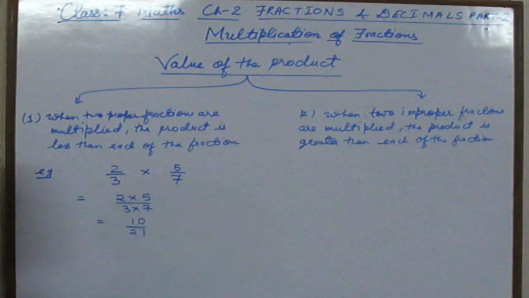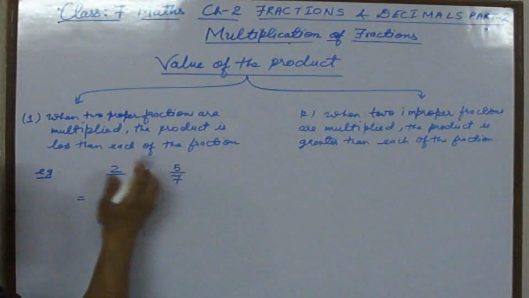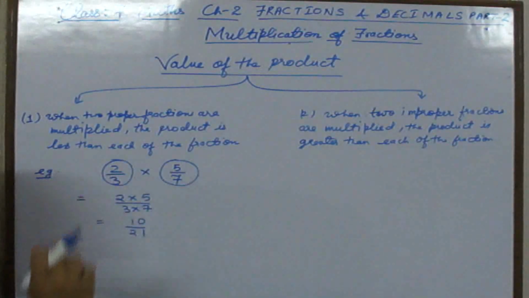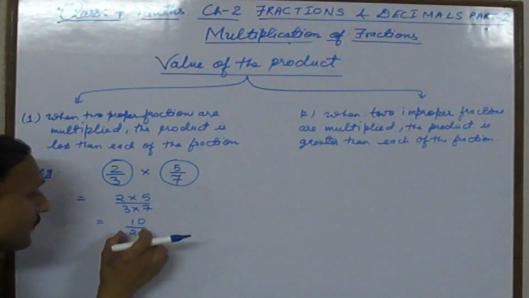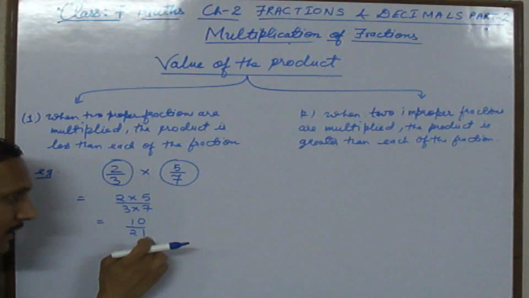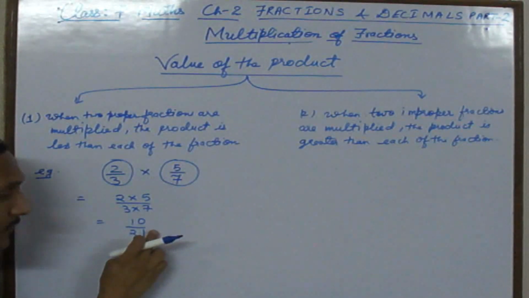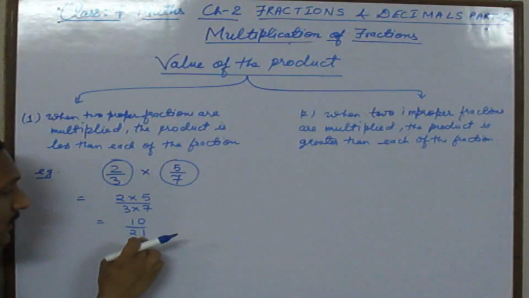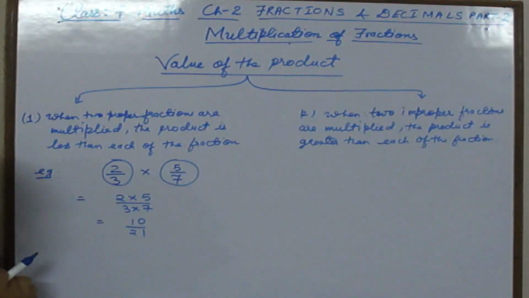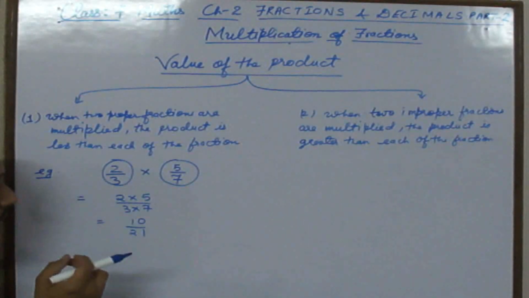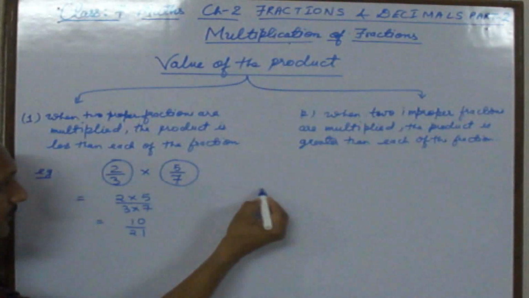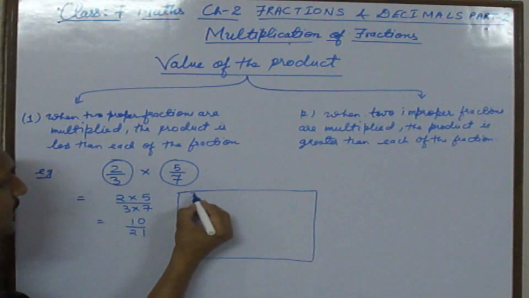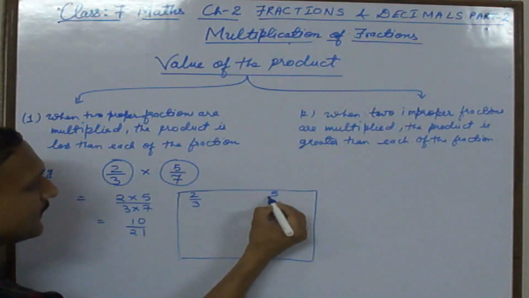Now the value of the product. These two are proper fractions, and when we multiply two proper fractions, whatever product we get, 10 by 21 here, this product is less than 2 by 3. Also 10 by 21 is less than 5 by 7. This is a very interesting case. So see how it is possible. Let us take the illustration of this one. 2 by 3 and 5 by 7, these are the two fractions.